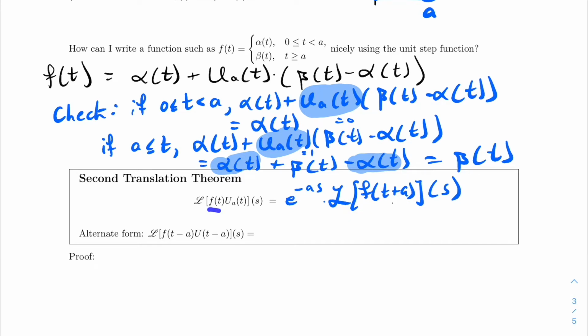Okay, so instead of the Laplace transform of f of t, we have the Laplace transform of f of t plus a, but we're also multiplying by this e to the negative as on the outside.